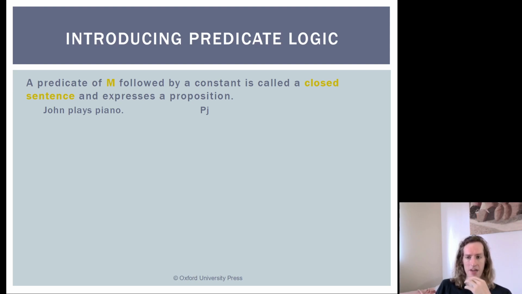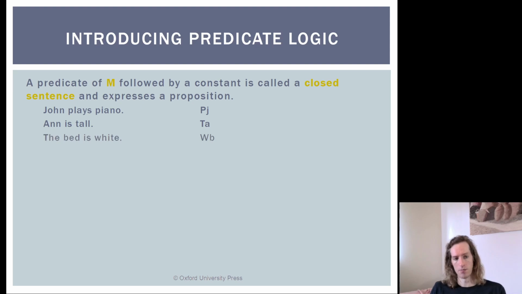It's an easy mistake to make where we want to substitute a person's name for the capital letter in predicate logic, but the capital letters only stand for properties that the constant or the singular term has. John plays the piano is one example. Anne is tall is another example. We represent Anne with a lowercase a. Lowercase a stands for Anne, and the capital T stands for the property tallness. Anne possesses the property of being tall.